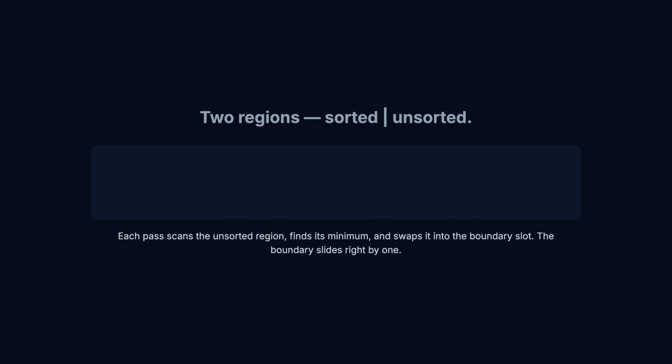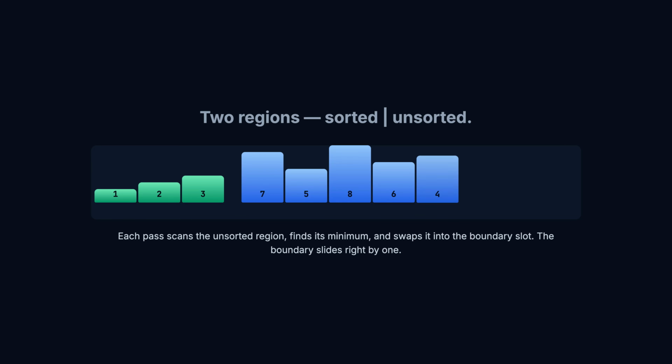The trick: think of the list as 2 regions. On the left, the sorted region grows by 1 each pass. On the right, the unsorted region shrinks by 1 each pass. Every pass, you scan the unsorted region end to end, find its minimum and swap that minimum into the boundary position. One full scan of the unsorted region, the scan is the cost. The swap is almost free.